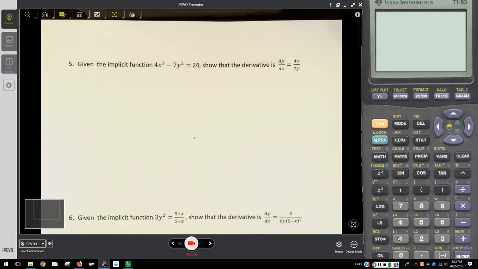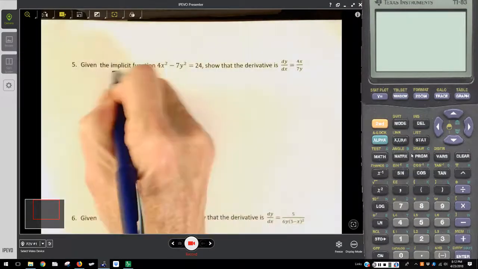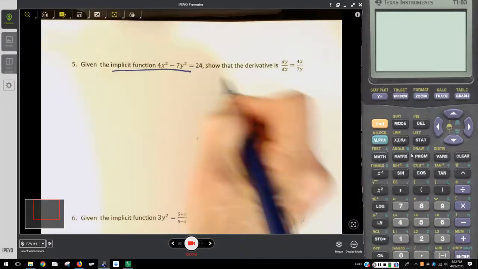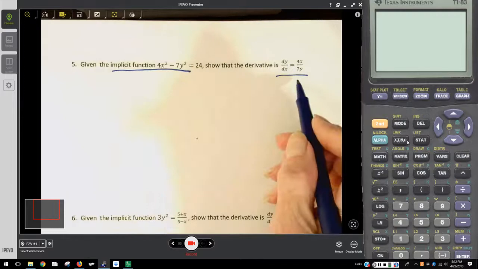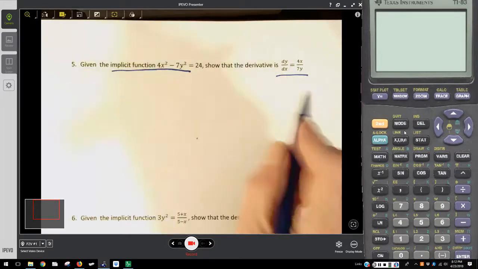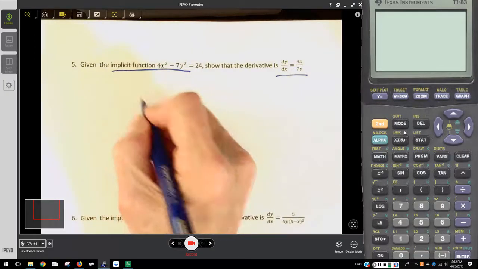Next, we have 2 implicit differentiation functions. The first function is 4x squared minus 7y squared equals 24, and it specifies, given the implicit function, show that this is the derivative. Now, yes, you can solve that for y. It involves a square root. But when you do that, the derivative you get is in no way going to look like this, and you're not going to know if that's actually what you got or not. So you need to do this with implicit differentiation.